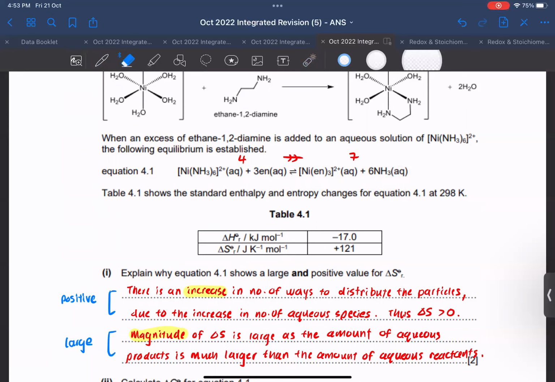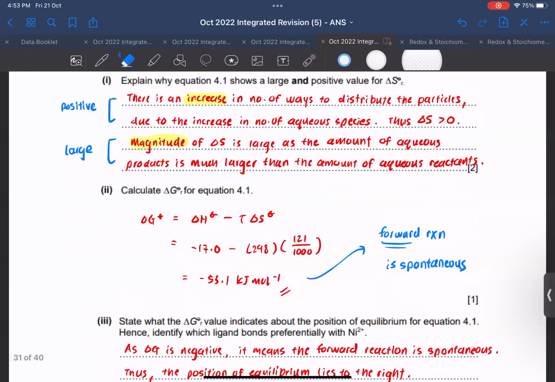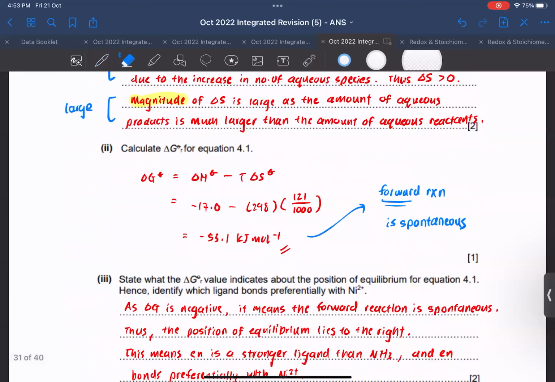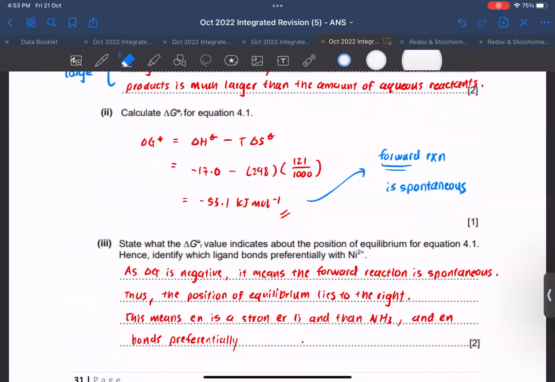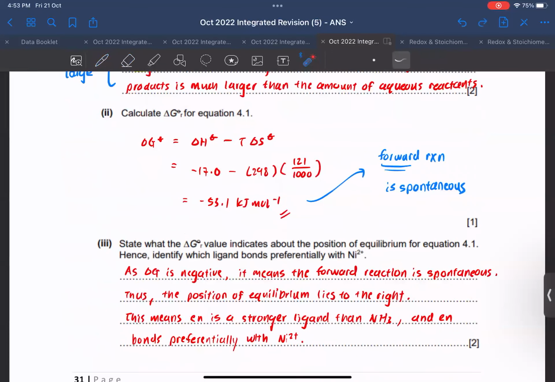You don't have to explain all this in words. All you need to do over here is just infer, because they tell you "hence identify". So you just need to identify over here: the bidentate ligand is a stronger ligand. That's why it binds preferentially. That's the word that I will use over here. So I recommend including the words "stronger ligand", because that's what we can infer from this reaction. Okay, so far. All right.